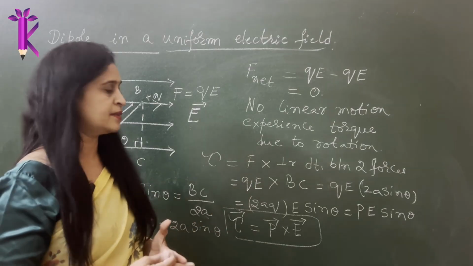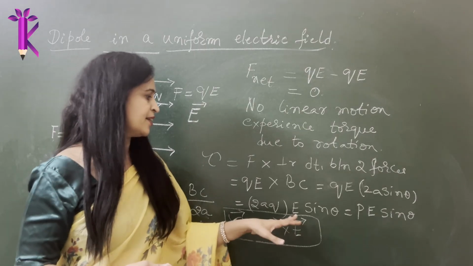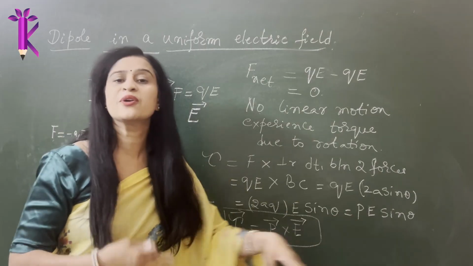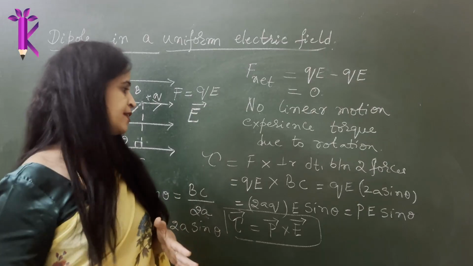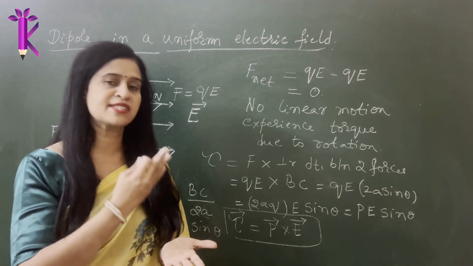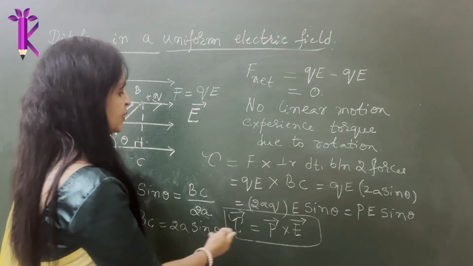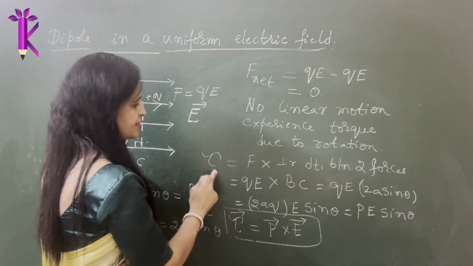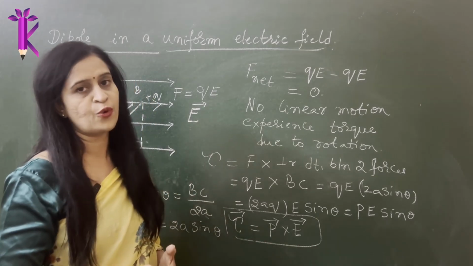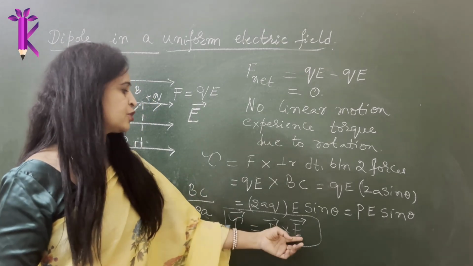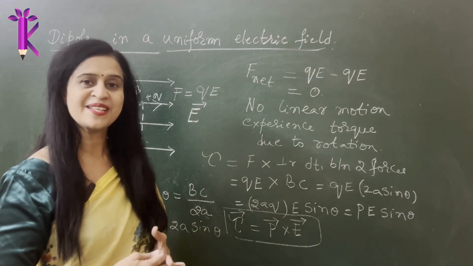When you place a dipole in a uniform electric field, for different values of theta, you can also calculate the values of torque, which we will do now. We will calculate it for 0 degree, 90 degree, 180 degree and 270 degree. But why did I write it as P cross E? Because it's a vector, and when you have sine theta, it can be written as the cross product of two vectors. When two vectors are multiplied, you are getting a vector. So therefore, we write it as P cross E.